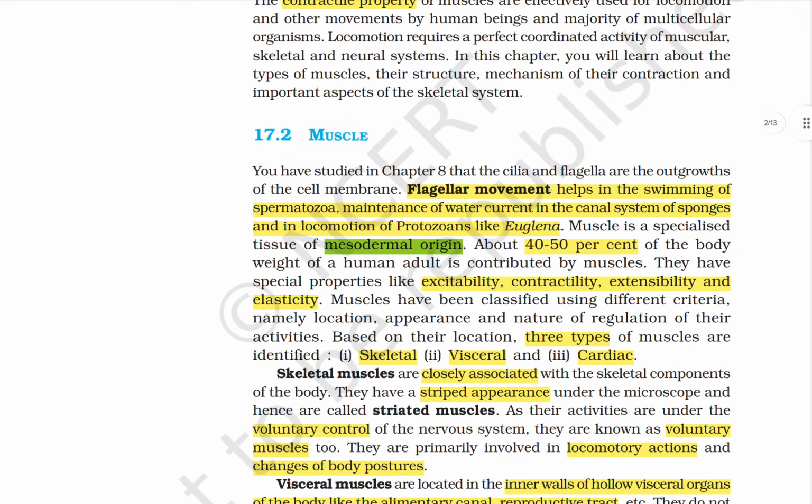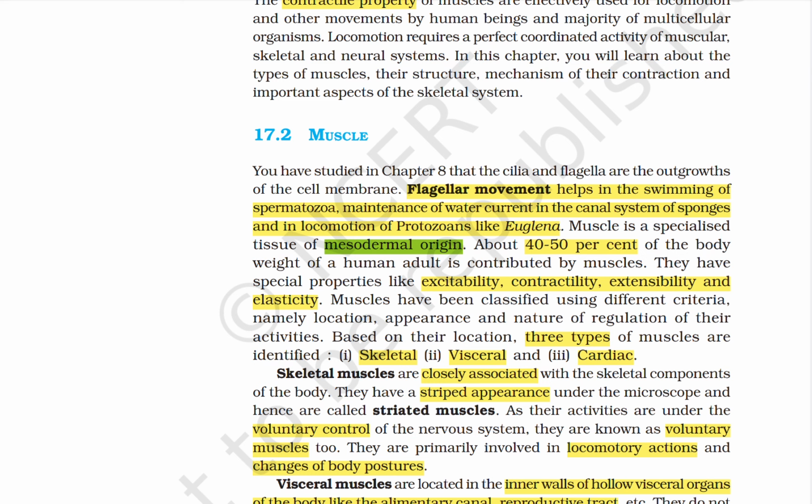Now coming to muscles. Here in chapter 8, we have studied that the cilia and flagella are the outgrowth of the cell membrane. Flagellar movement helps in swimming of spermatozoa, maintenance of water current in the canal system of sponges, and in locomotion of protozoans like Euglena.